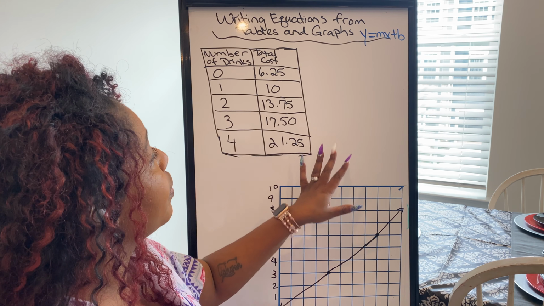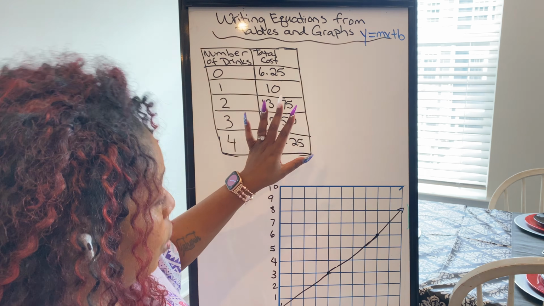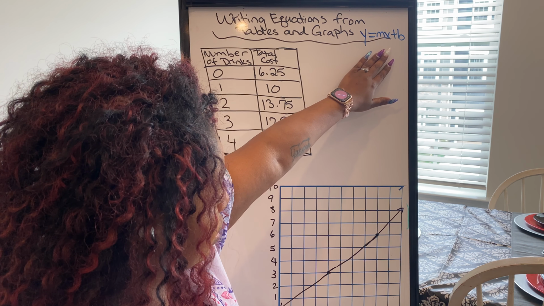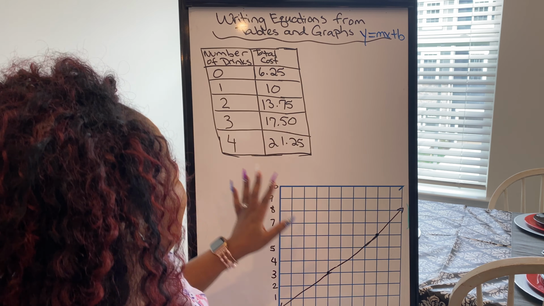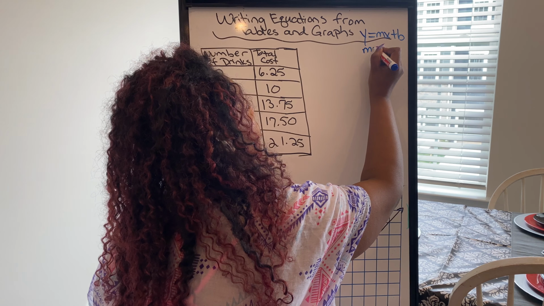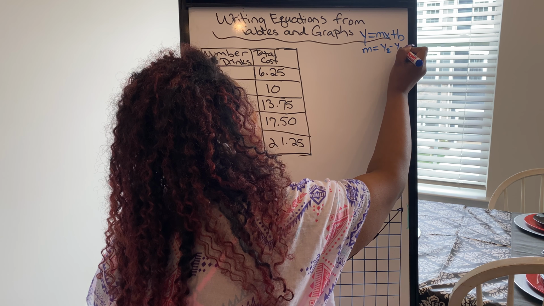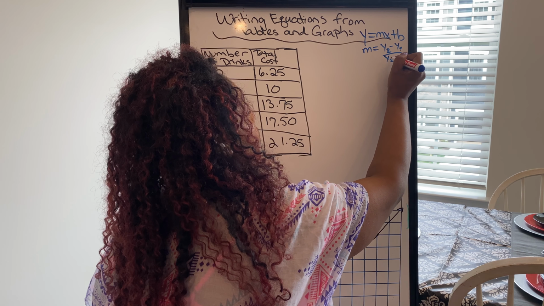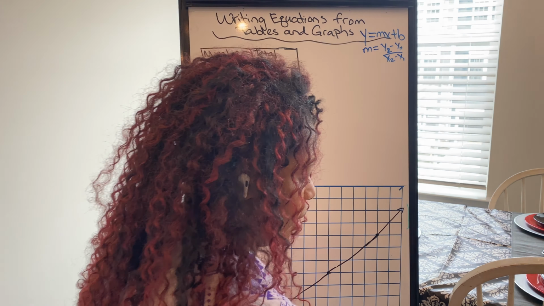For this video, we're going to focus on writing the equation from a table and from a graph. So we're going to look at our slope-intercept form, which is y equals mx plus b. When we have a table, you need to find the slope first, which is y2 minus y1 over x2 minus x1, and of course, rise over run.